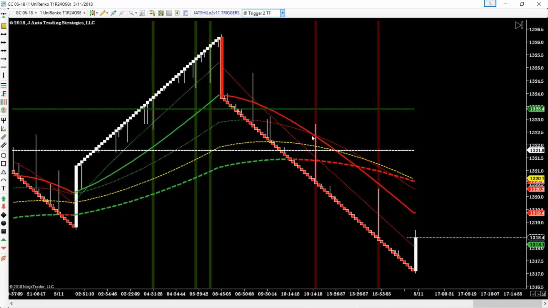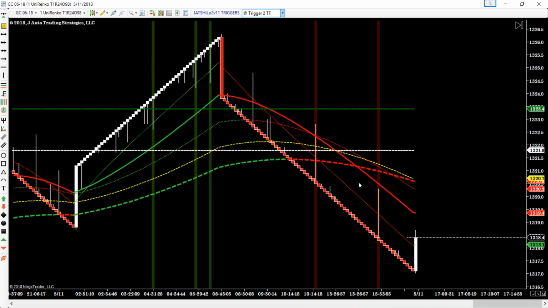Or if you would like to delay your entry, get your signal on this entry, but delay it for one contract at the 21.